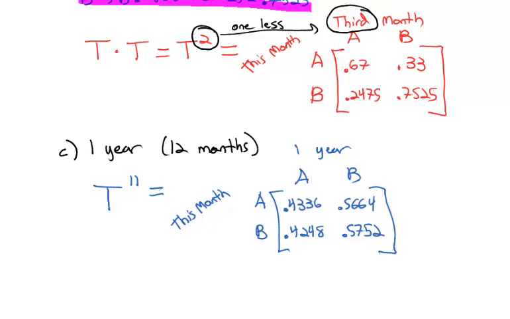This tells us that after a year, of A's customers, 43% will still be with A. 57% have switched to B. Of B's customers, 42% have switched to A. And 58% have stayed with B. Whoops. Took away too much there with that eraser.